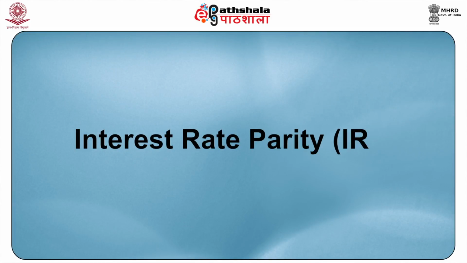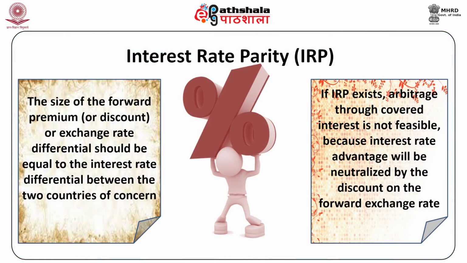Interest rate parity, which is also known as IRP. Interest rate parity is a theory which states that the size of the forward premium or discount on exchange rate should be equal to the interest rate differential between the two countries concerned. If IRP exists, arbitrage through covered interest is not feasible because the interest rate advantage will be neutralized by the discount on the forward exchange rate. It has two forms: covered and uncovered interest rate parity.